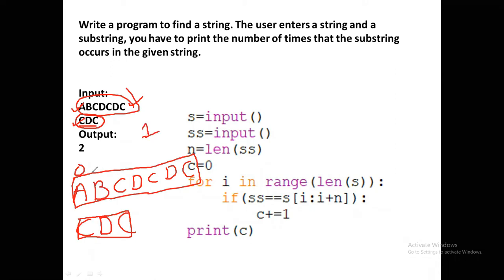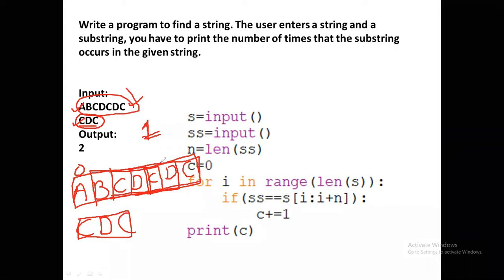If not matched, then I check from B. If it is matched with CDC, then I increment the count. Otherwise, I don't increment. After that, I check from C. Now CDC equals CDC, so increment the count by 1. After that, I check from DCD. I take this by using string slicing. I take DCD. Now are these two equal? No. Again, I check with CDC.